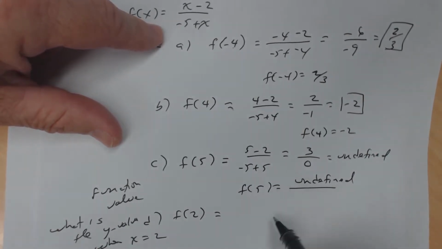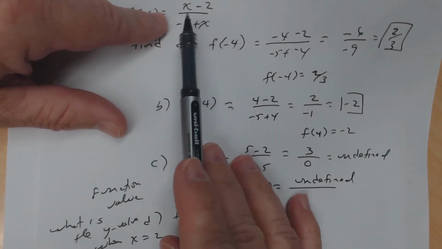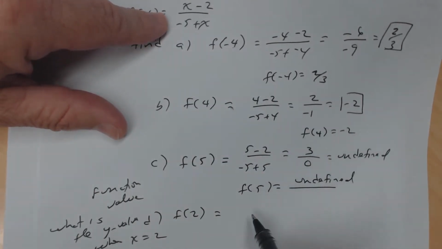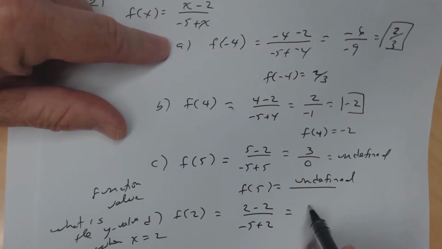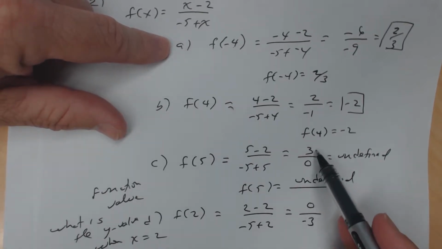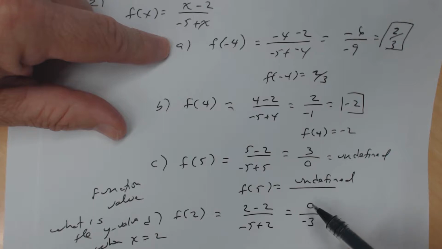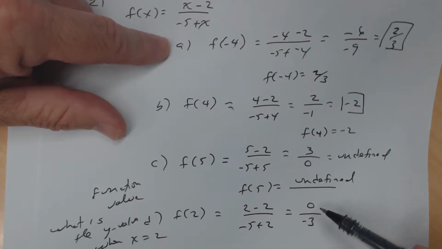So f of 2, again, wherever I see the variable x, I plug in 2. So I get 2 subtract 2 divided by negative 5 plus 2. 2 subtract 2 is 0. Negative 5 plus 2 is negative 3. Now remember, there's a difference between 3 divided by 0 versus 0 divided by negative 3. I can have 0 in the numerator. I just can't have 0 in the denominator. You can never divide by 0.